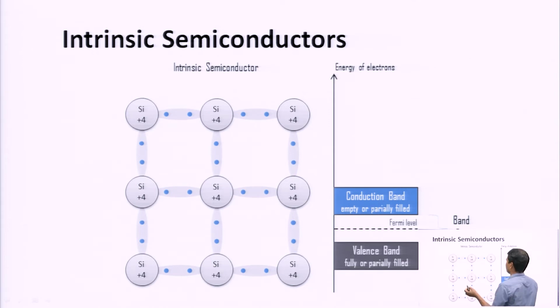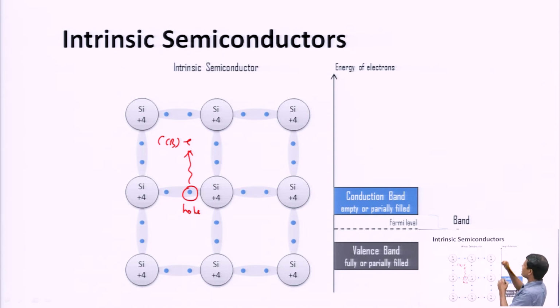In the planar structure, what will happen when it gains heat? The electron will be liberated into the conduction band, and here it becomes a hole. With the increase of temperature, the number of thermally generated electron hole pairs will increase. This means we can say that the conductivity of the semiconductor also increases. But my point is that at low temperature or at room temperature, the conductivity of the pure semiconductor is like an insulator. So what should we do to boost up, to increase the conductivity of the semiconductor?